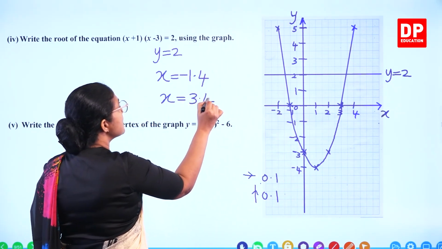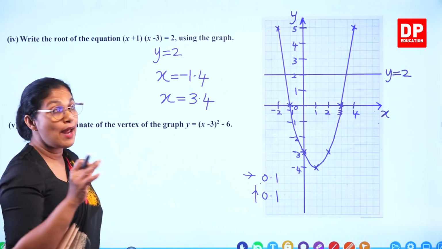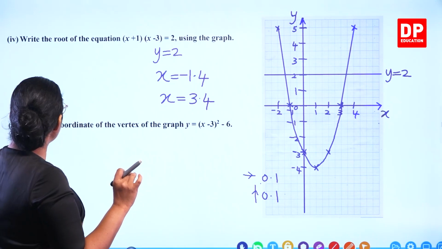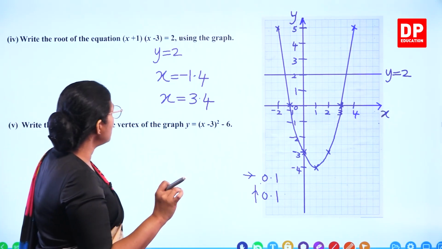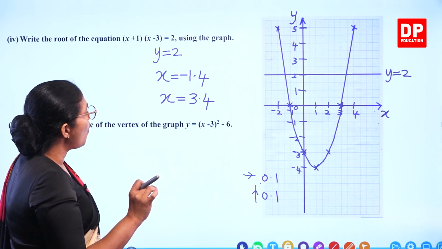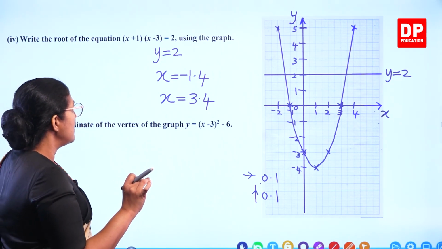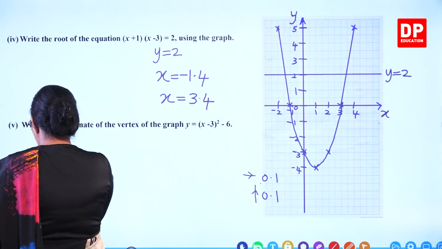So those are the solutions for this equation. When y equals 2, what happens to the graph? Then the last part, write the coordinates of the vertex of the graph. y equals (x minus 3) whole thing squared minus 6. Is this the same graph given?